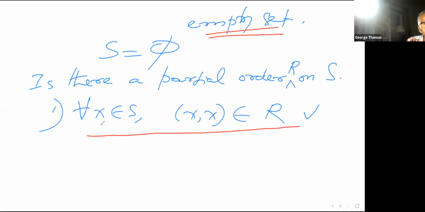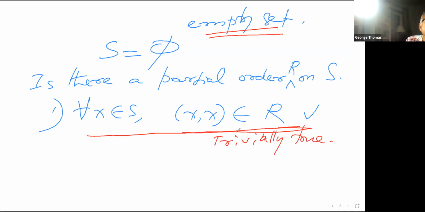For all X in S, since there is no X in S, this is not violated. There is nothing to violate this condition. There is no X. For every X in S, this is true, because there is nothing in there. This is vacuously, trivially true.